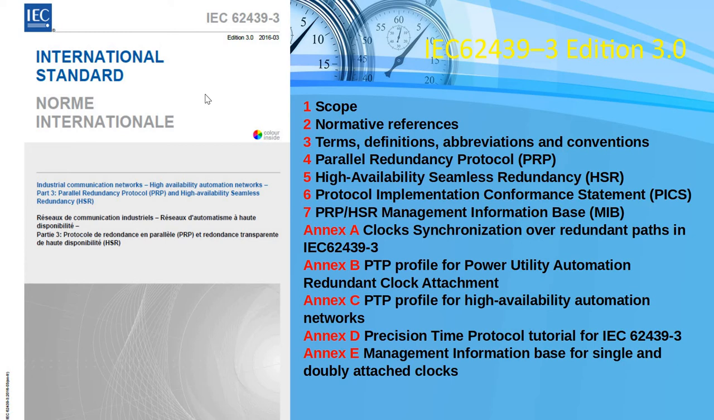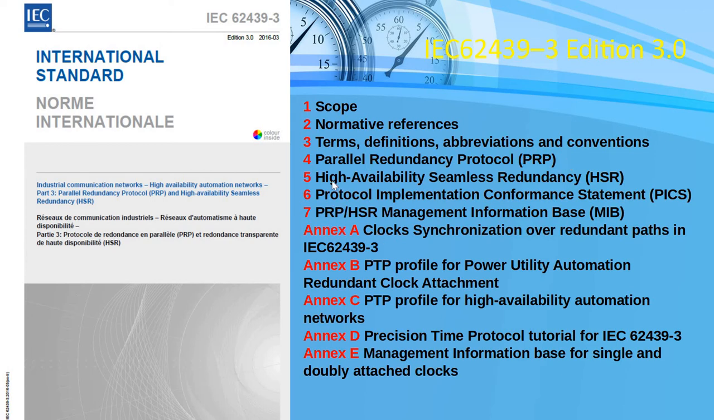And this is the version number 3, which was released in 2016. In this edition, there are the following contents. Clause number 1, scope, and reference, terms. Clause number 4 is about PRP.